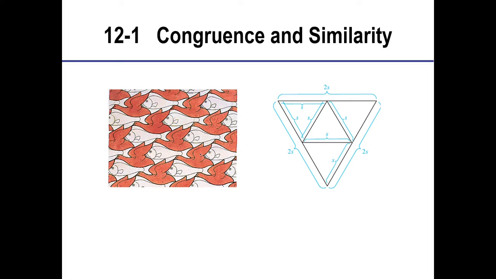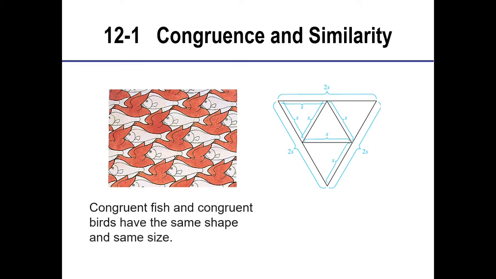In 12.1, we're going to look at congruence and similarity. In the first figure, notice that the birds and the fish are exactly the same size and shape in this pattern. Congruent fish and congruent birds have the same shape and same size.